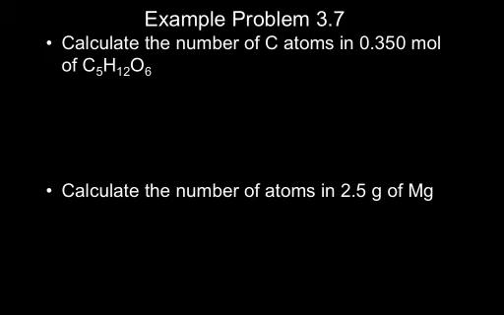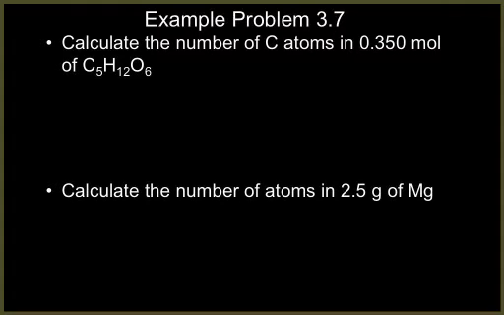Okay, so let's look at a couple example problems here. It says calculate the number of carbon atoms in 0.350 moles of C5H12O6. Now when we do this, this is a little different than what we did before. This is actually asking for carbon atoms, whereas before we usually asked how many molecules were in a certain number of moles. So it'll be the same general process, but we're going to go through it just so you can see how it is just a little bit different.